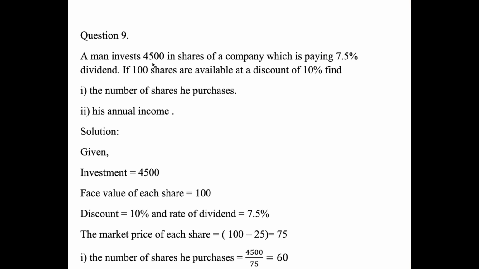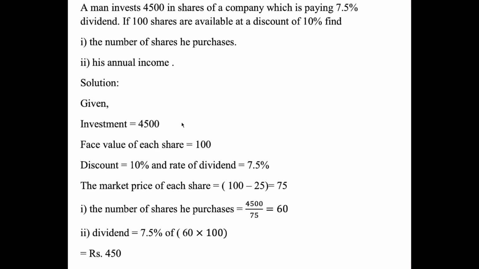A man invests 4,500 in shares of a company which is paying 7.5% dividend. If 100 shares are available at a discount of 10%, find number 1, the number of shares he purchases, and his annual income. So what is the given information? Investment 4,500, face value of each share 100, discount 10%, rate of dividend 7.5%.